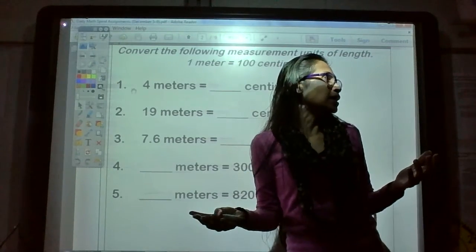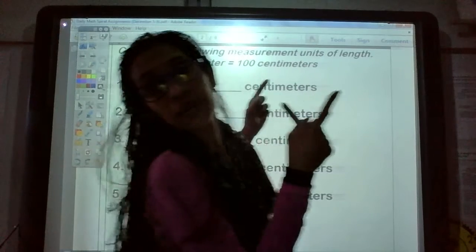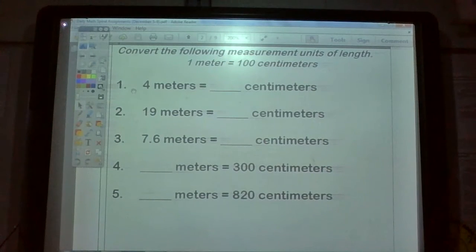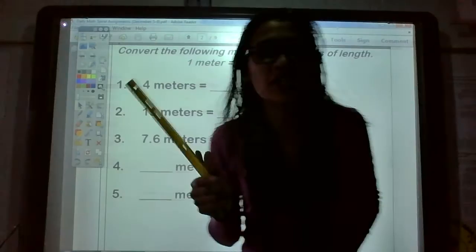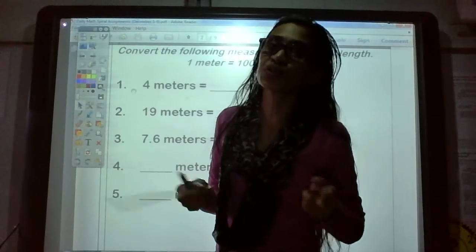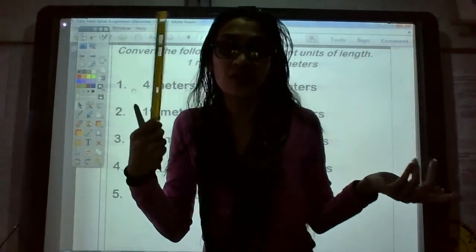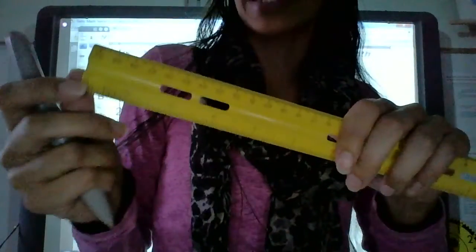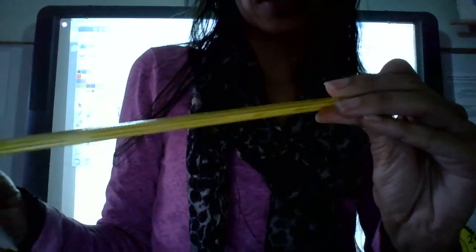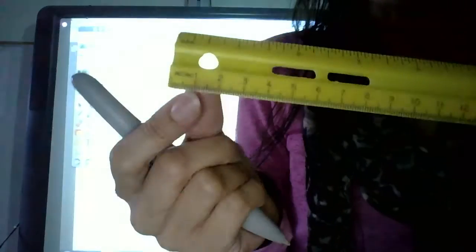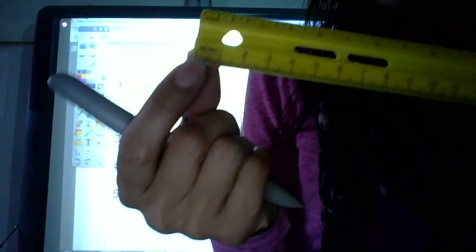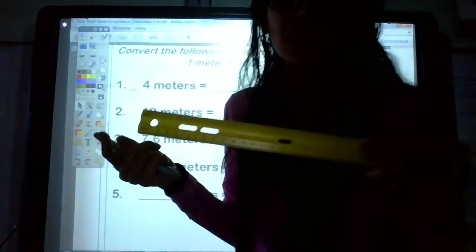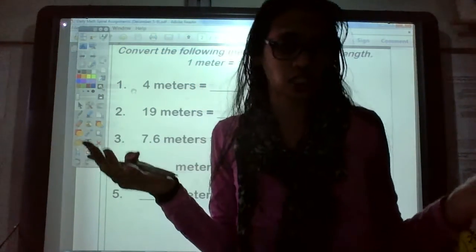Okay? And I need my ruler. Let me go get my ruler. You need to always make sure that you always have your tools with you, so when you need it, you have it. All right, so here is a ruler. We are not looking at the inches side. We are looking at the other side right here, centimeters. Centimeters right there. Do you see that? And look at that word. It says metric. So this is the metric system, okay?